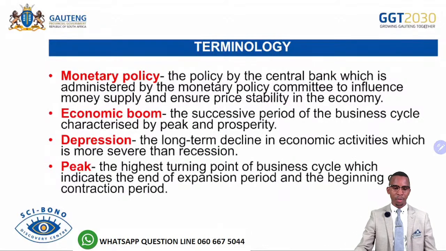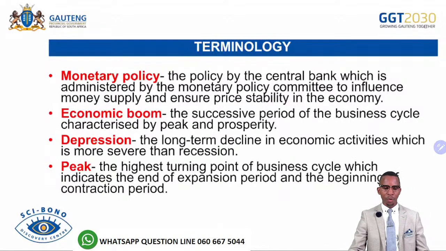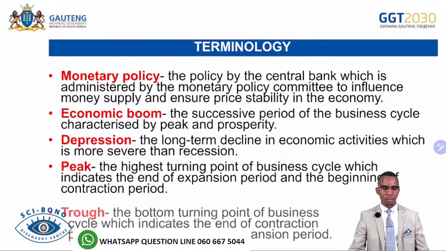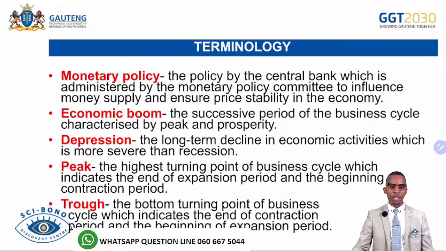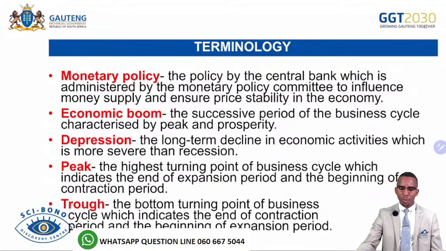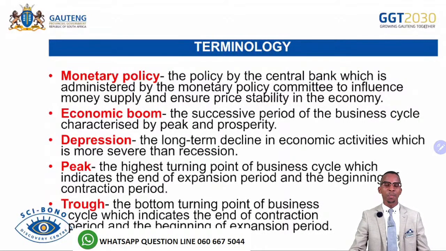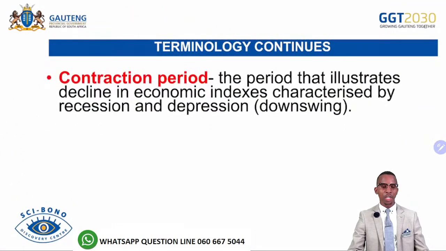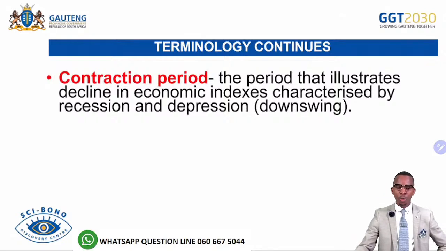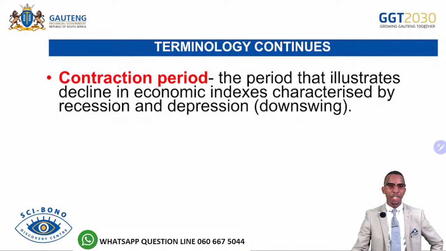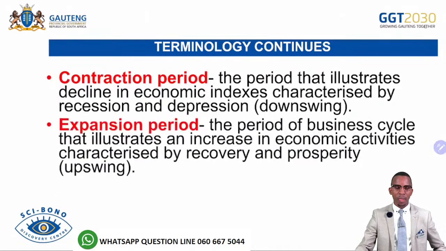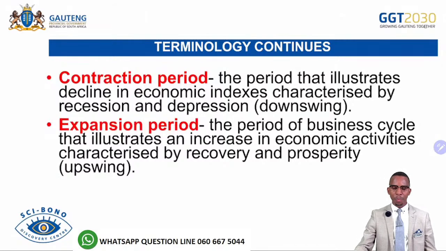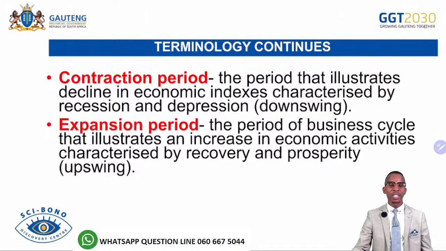The peak, which is the turning point. The highest turning point of the business cycle, which indicates the end of the expansion period and the beginning of the contraction period. Trough. This is the bottom turning point of the business cycle, which indicates the end of the contraction period and the beginning of the expansion period. Terminology continues. The contraction period. The period that illustrates the decline in economic indexes characterized by recession and depression, which is known as downswing. Expansion period. The period of the business cycle that illustrates an increase in economic activities characterized by recovery and prosperity, which is upswing.